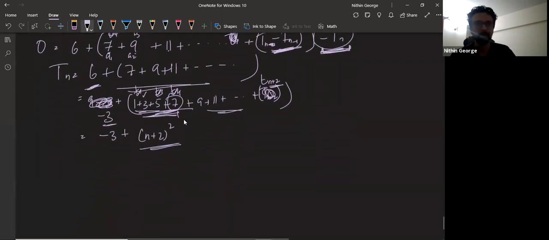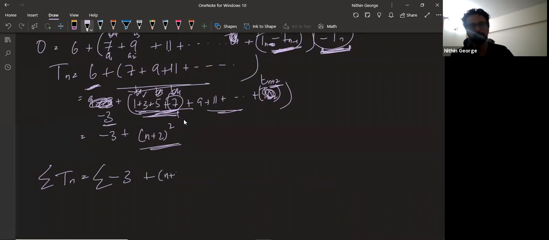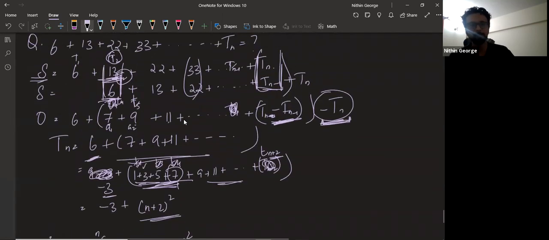All right. Now, what do we need to find? We need to find the sum. So sum of Tn will be the sum of minus 3 plus n plus 2 square, n equal to 0 to n. We'll put it this way. Guys, any doubts here?